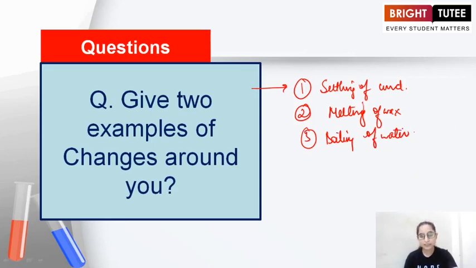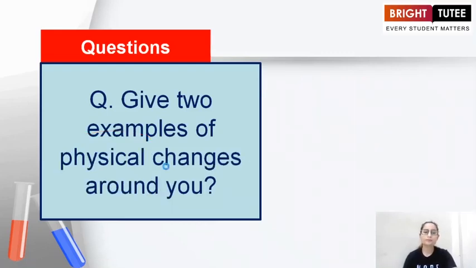If the question specifies to list down the physical changes or chemical changes, then you have to look into the question carefully. Here you have only been asked about changes around you, no physical, no chemical, any change you can tell. Alright. Now give 2 examples of physical changes around you.